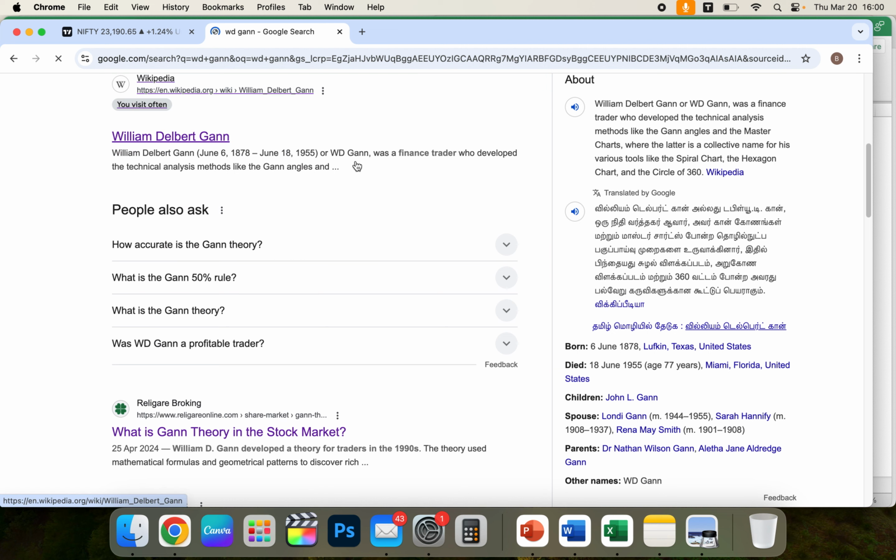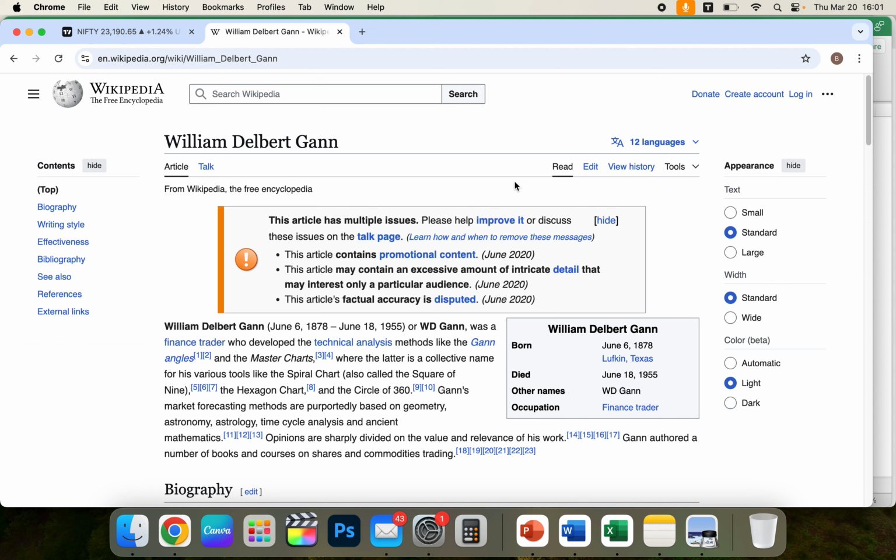So W.D. Gann was an extraordinary trader during the 1900s, and he believed in the universe, in the solar system, the planet movements, and he believed these measurements and the movement of the planets create an impact in the stock market. He did research and technical analysis based on these derivations, and he created strategies like square of 9, hexagon chart, circle of 360, and he proved this has more than 90% accuracy.